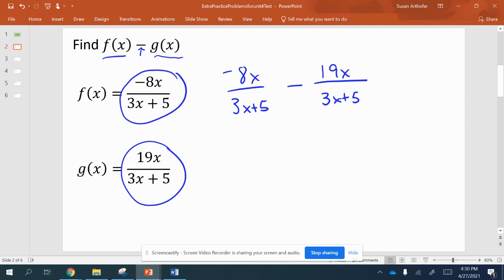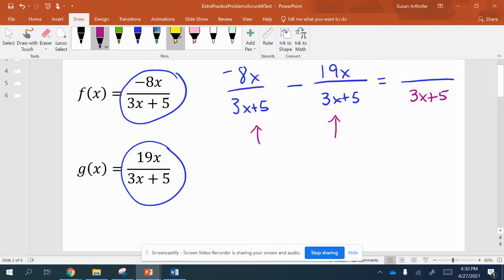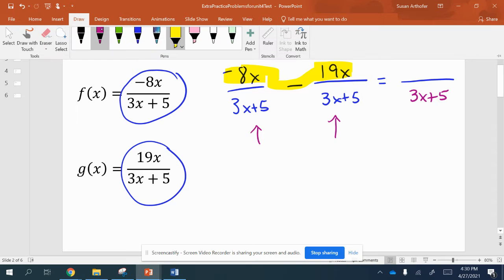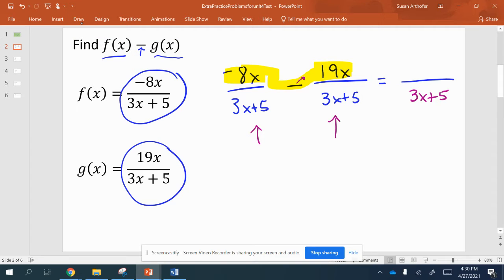Now this is adding and subtracting fractions. So when your denominator is the same, we don't have to worry about anything on the denominator. We're just going to do the tops. So same denominator. And then we just do the top. So what is negative 8x minus 19x? And I like to remember to pop that negative up so I don't forget. It's negative 8x minus 19x. So altogether, how many x's does that make? That's negative 27 x's, and that's our final answer.